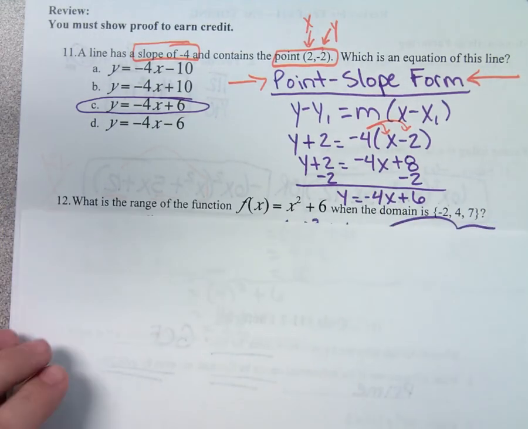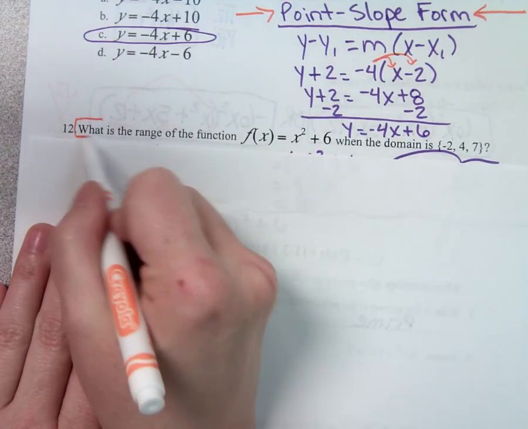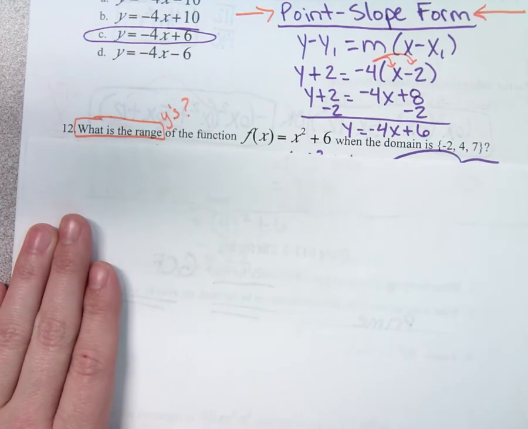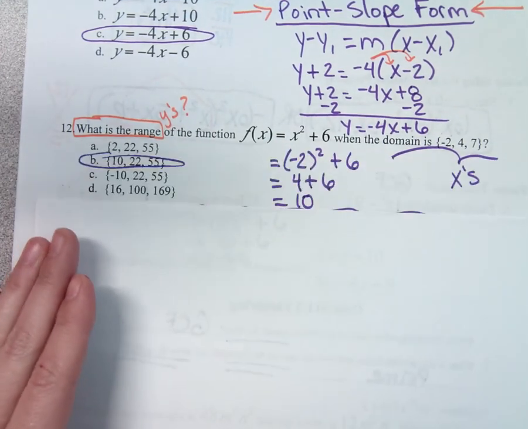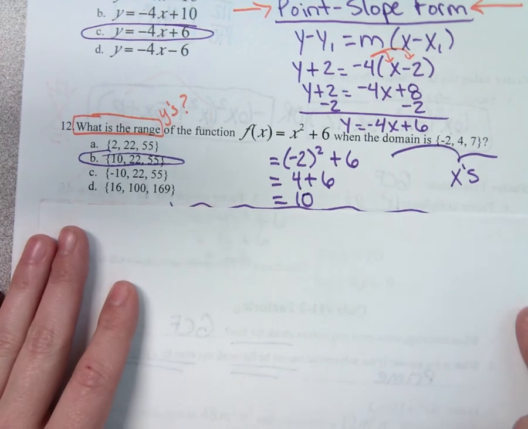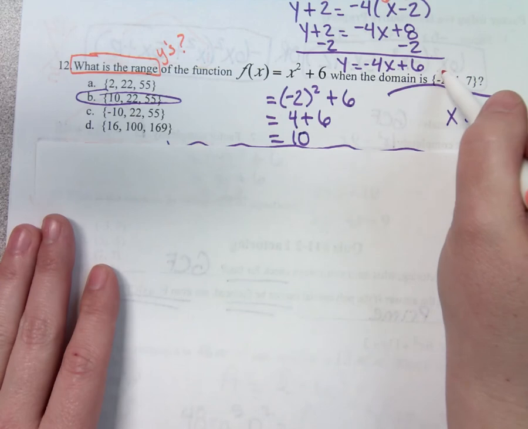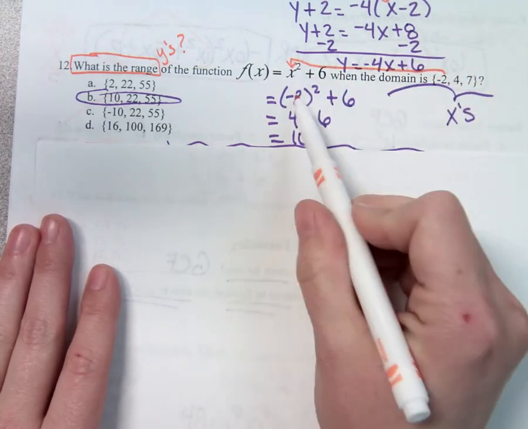Okay, this next one. It wants to know what the range is. So when it says what is the range, it's asking what are the y's. And they tell me what the domain is, so that means those are the x's. And if those are the x's, then I'm going to put them into the x. So first thing I do is I put negative 2 into this x. Make sure you slap down your parentheses and then plug it in.